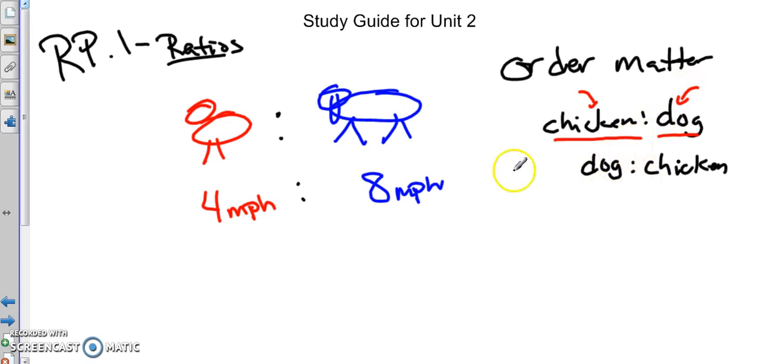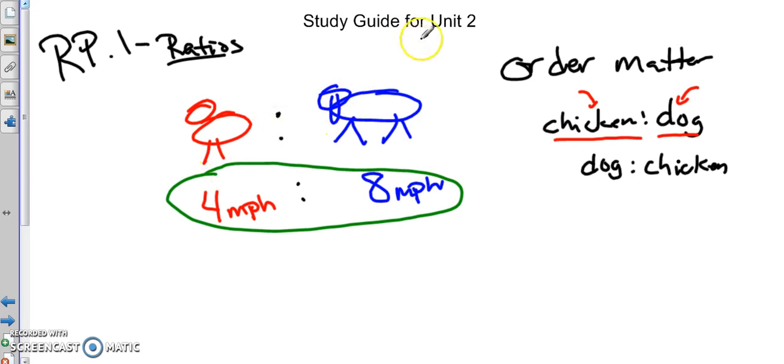They're completely different. So if I'm asking about the ratio from the chicken to the dog, then I have 4 to 8. Most students would say this is it. This is it, Mr. Golden. It's just 4 to 8.